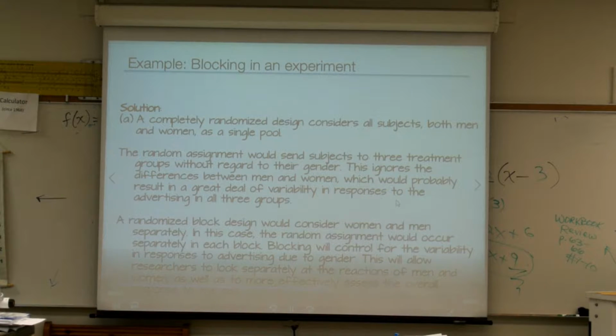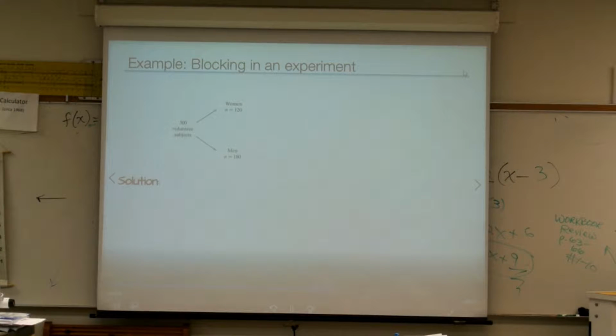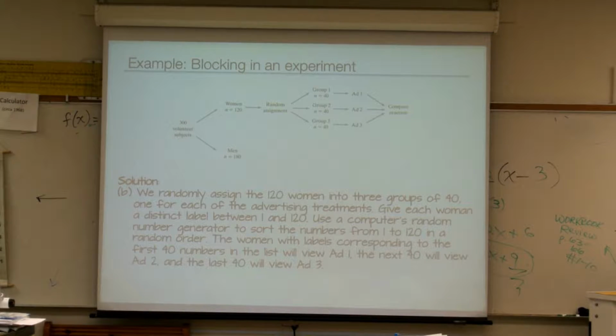Overall response to the advertisements. Now, to carry out a block experiment, the first thing we'll need to do is randomly assign the 120 women into 3 groups of 40, 1 for each of the advertising treatments. We'll give each woman a distinct label between 1 and 120, and then we'll use a computer's random number generator to sort those numbers in a random order. The women with the labels corresponding to the first 40 numbers on the list will view advertisement 1, the next 40 view advertisement 2, and the last 40 view advertisement 3.